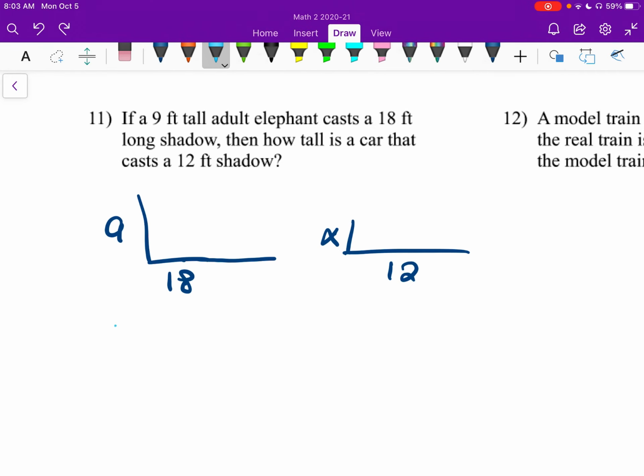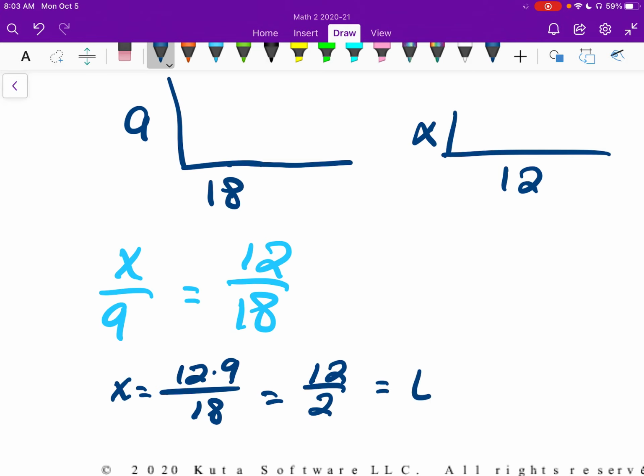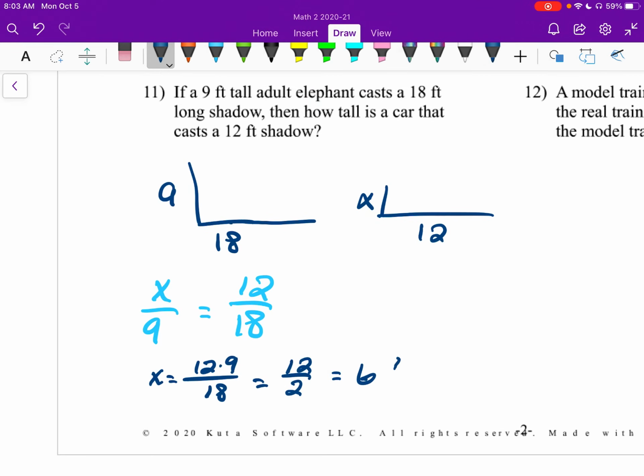So I'm going to take x height over 9 height equals 12 shadow over 18 shadow. Let's reduce these. Actually, I'm just going to multiply the 9 over. So I get x equals 12 times 9 over 18. 9 and 18 I know can cancel, so that gives me 12 over 2, which is 6. And what are we talking about? Miles, feet, feet. We'll talk about the feet.